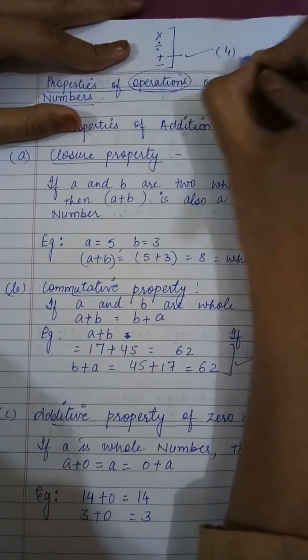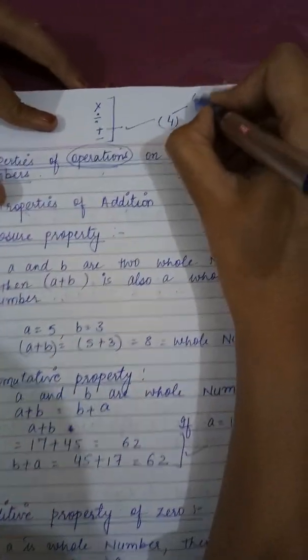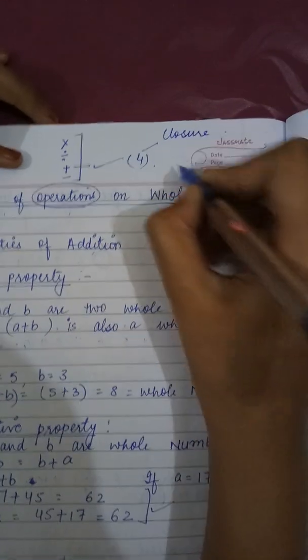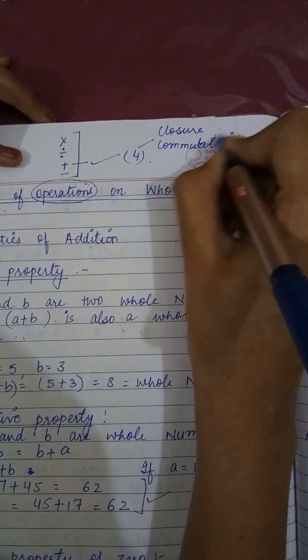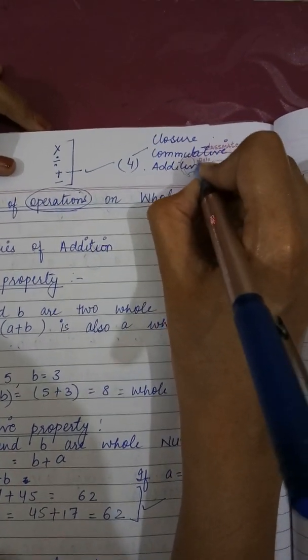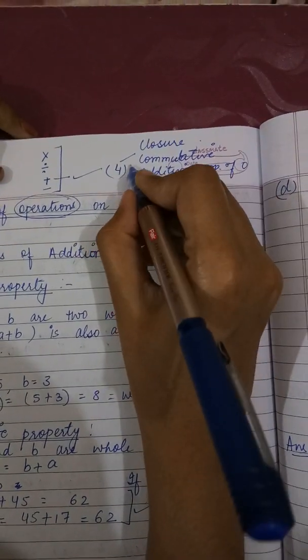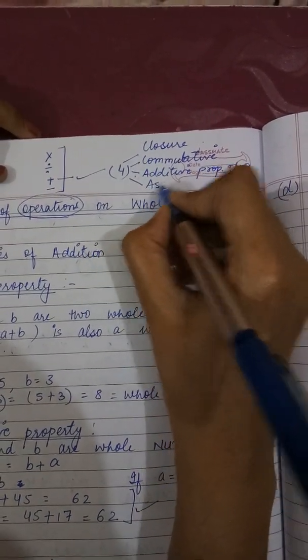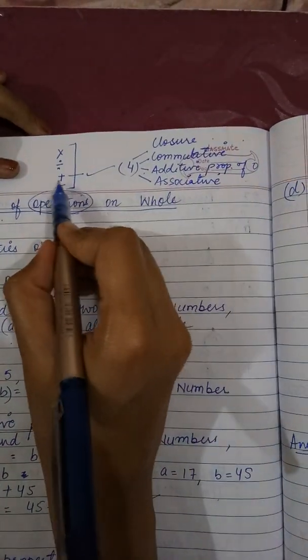Basically we are going to do the four properties. Which four properties are: first is closure property, second is commutative property, third is additive property of 0, and the fourth is associative. So we are going to do these four properties of addition.